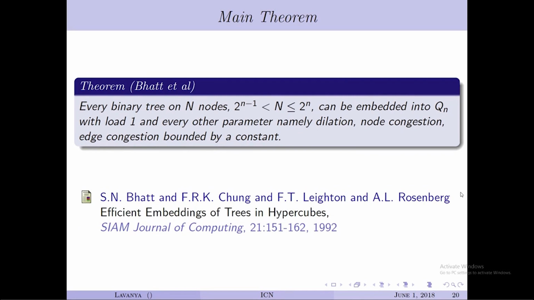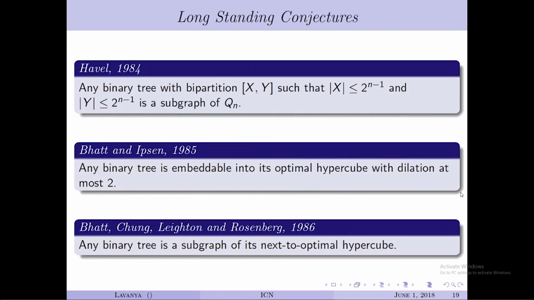So again comes a bigger question. Suppose I have a tight bound: I say my n lies in this range, and I have a binary tree on this many nodes. This can be embedded into Qn with load 1 and every other parameter bounded by a constant. Okay. So with these binary trees, you might look at what you said just now: you gave a result about binary trees being embeddable into this. These come along with this criteria here, right.